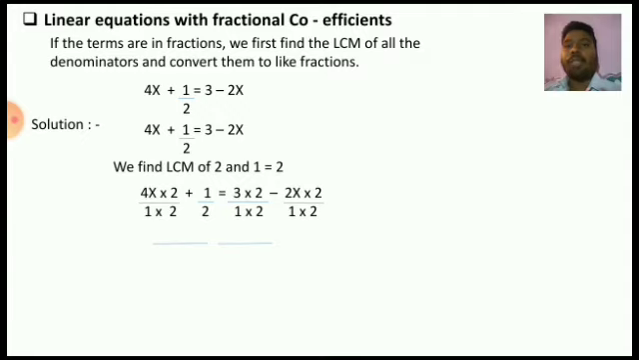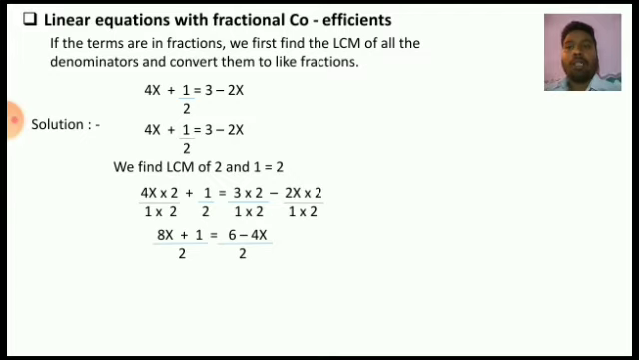So we multiply this. 4x into 2 is how many? 8x, and 1 as it is, and 1 into 2 is 2. So that we get the step 8x plus 1 divided by 2. Here we take a common denominator, so 2 comes here. On the right hand side, 3 into 2 is 6, and 2x into 2 is 4x, and 1 into 2 is 2. So that we get 6 minus 4x divided by 2.